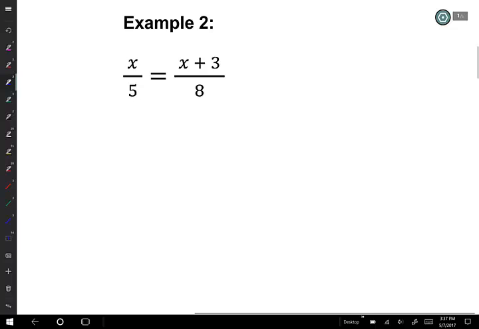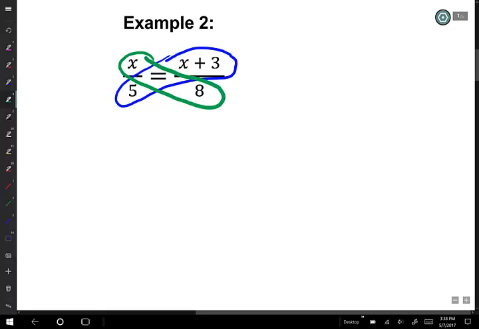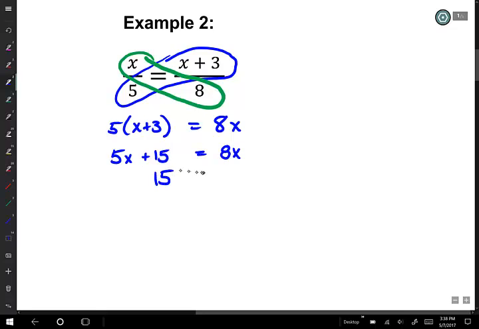Our next problem, example 2. Once again, we have a fraction equals a fraction, and so we're going to multiply the product of the means and the extremes. Once again, the means are the ones in the middle, and the extremes are the very first and the last. So let's multiply this. 5 times x plus 3 equals 8 times x. That leaves us with 5x plus 15 equals 8x. We subtract 5x from both sides, so we have 3x equals 15 and x equals 5.